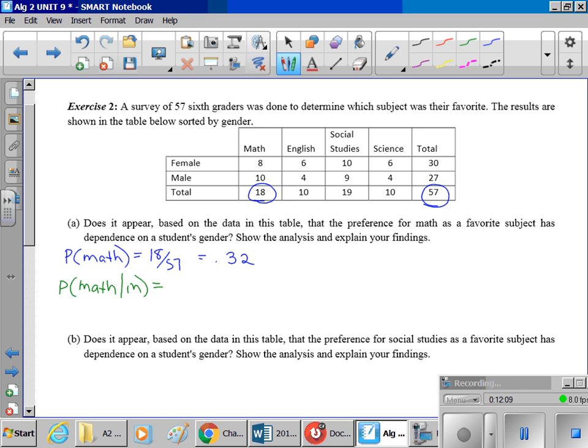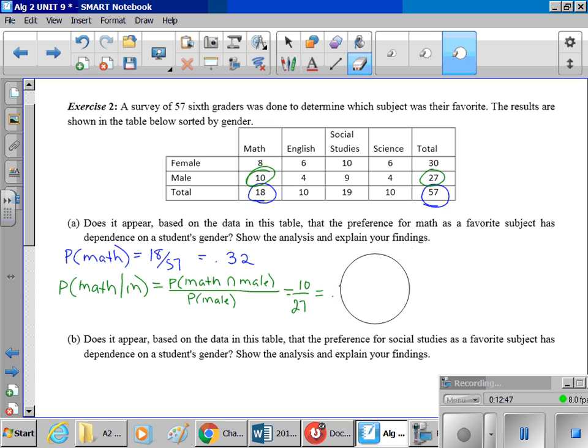Well, remember what that means. This is going to be the probability of math and male over the probability of male. So this is equal to the probability of math and male, 10, out of the probability of a male, all males, 27. So this is equal to 0.33. I'm sorry, did I do my math wrong? It's 0.37.